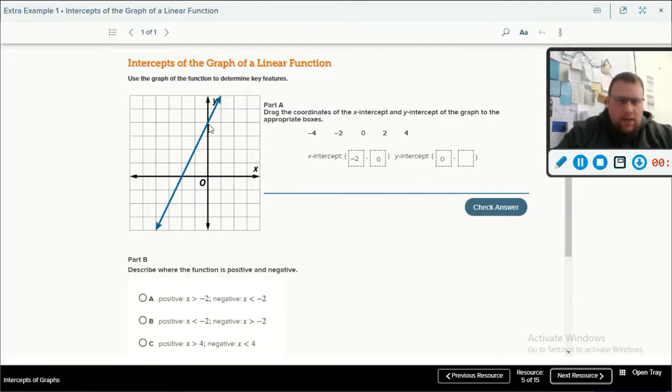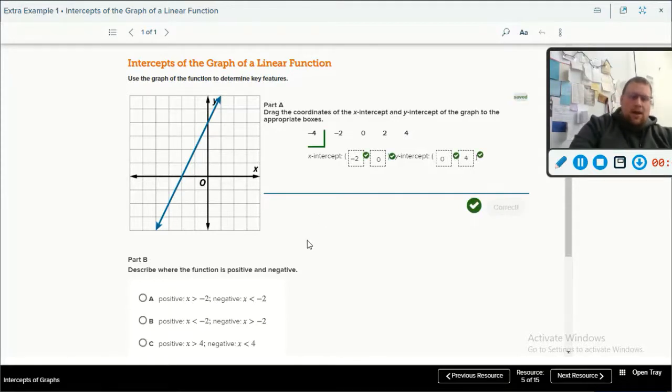And where does it intercept the y? It looks to be right here, which is 1, 2, 3, +4. Boosh. Let's check that answer. Yeah.